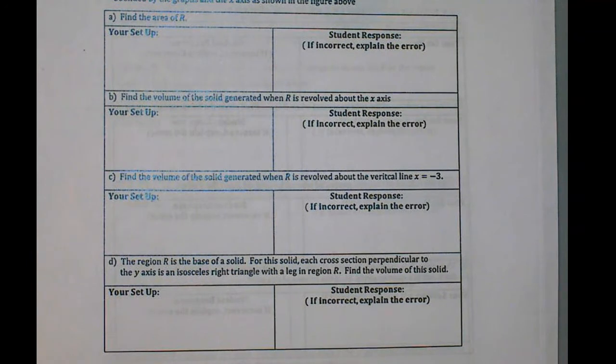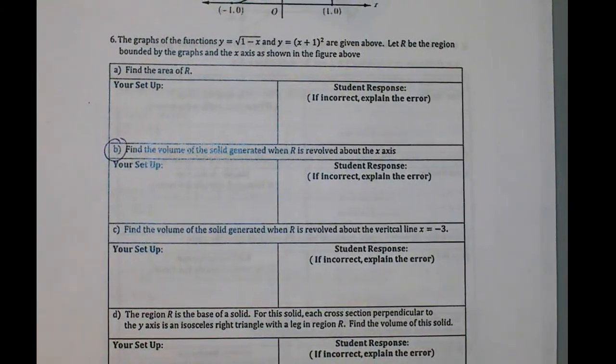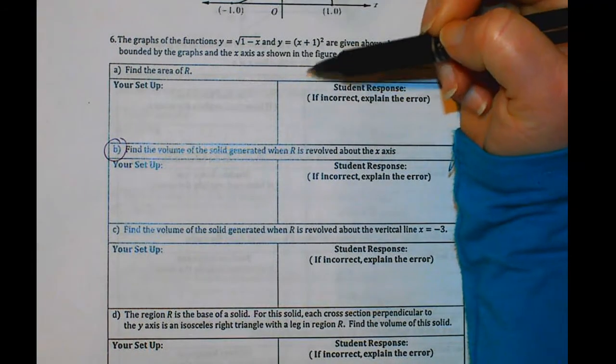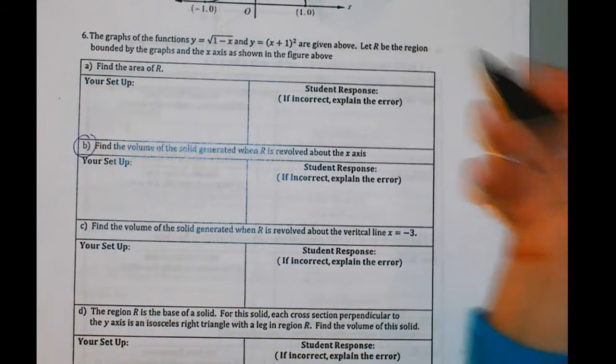All right, so 6B, you said? I'm going to circle it so I don't forget. Okay, find the volume of the solid generated when R is revolved around the x-axis. So if it's revolved around the x-axis, it's connected, that's good. It's going to look like this.